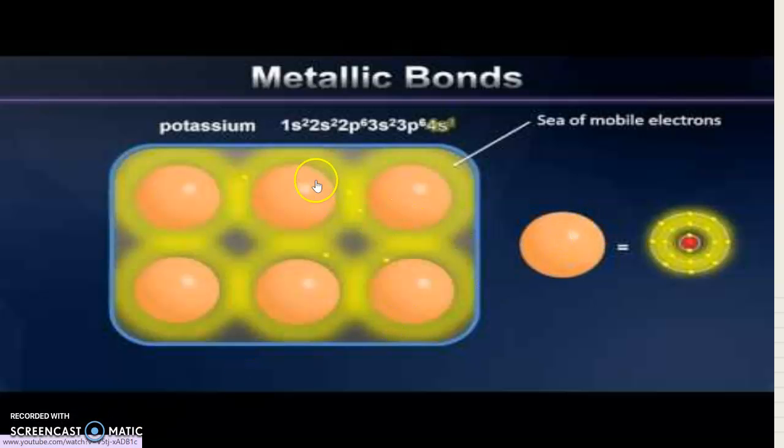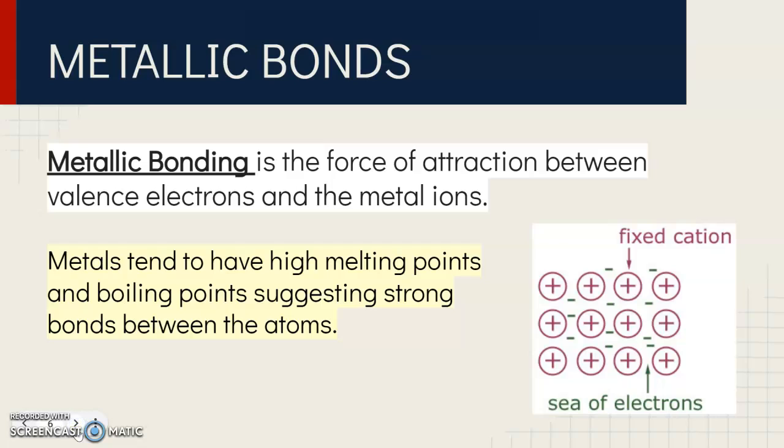And then this is just an image of a metallic bond, what it would look like on the molecular level. And we're going to take a look at this here in just a second. So what is a metallic bond? This is just the force of attraction between valence electrons and their metal ions. Metals will have high melting points and boiling points, which suggests that these bonds are very strong.